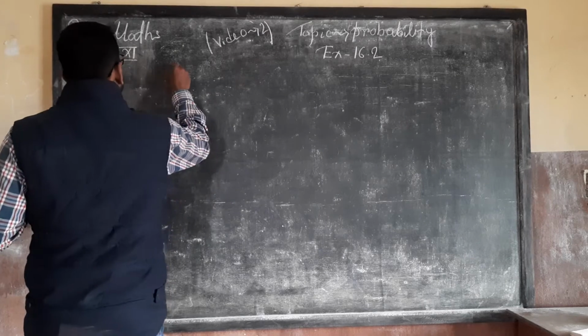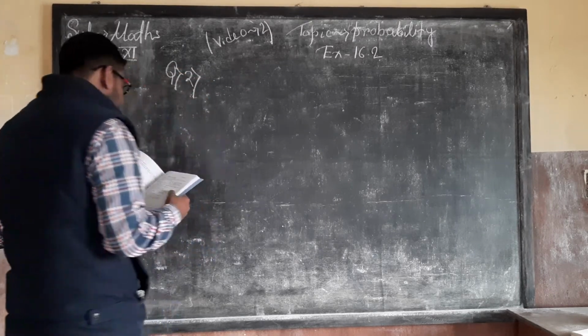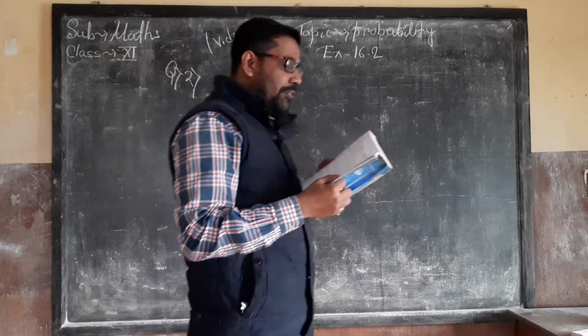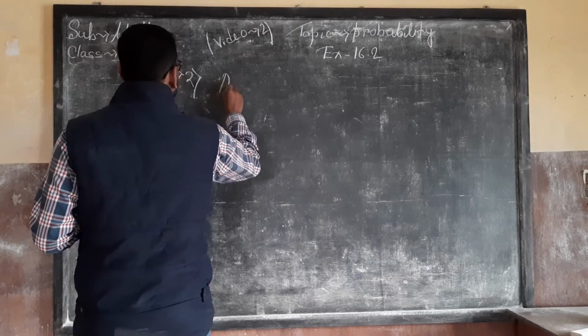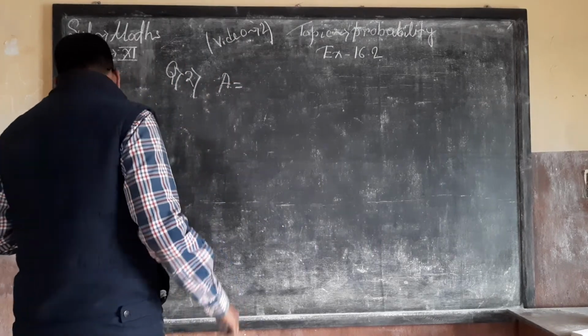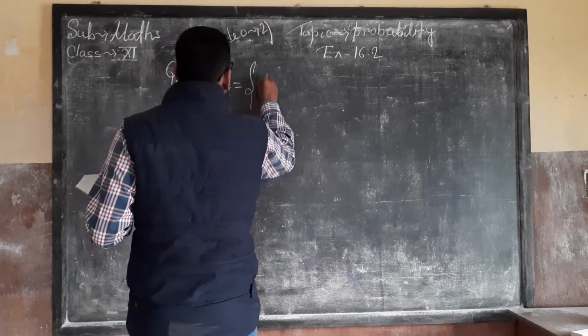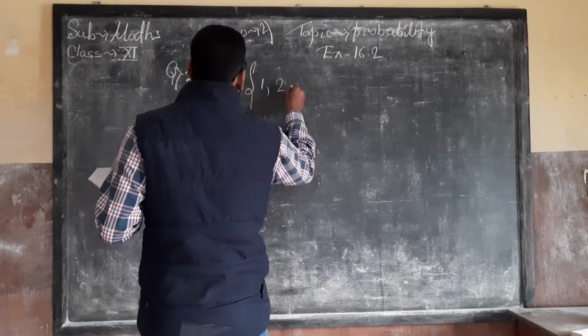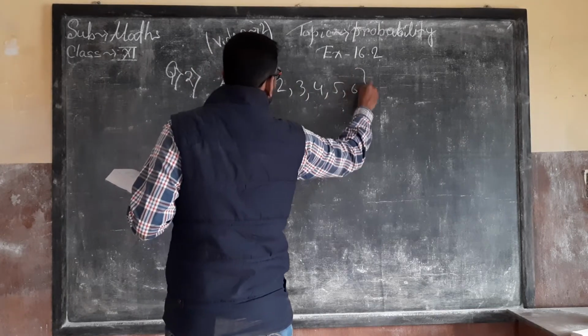Question number 2. A die is thrown. Describe the following events. The event A is a number less than 7. That means a number less than 7. Event A contains 1, 2, 3, 4, 5 and 6.